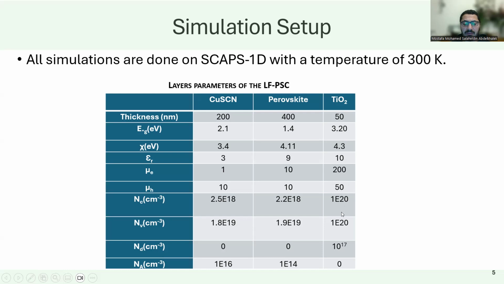The conduction and valence band densities of states are 1 times 10 power 20. The doping concentration is 10 power 17 donors per centimeter cube.